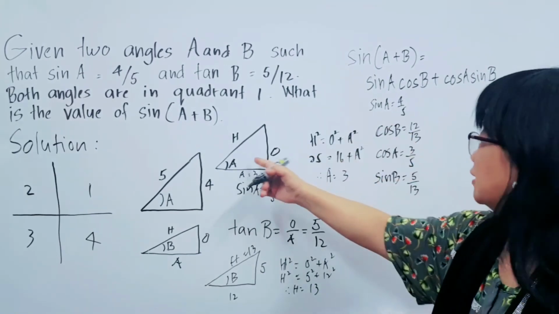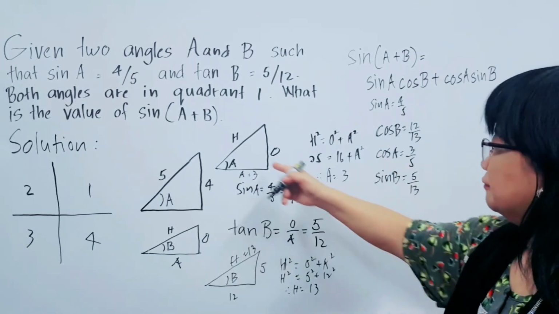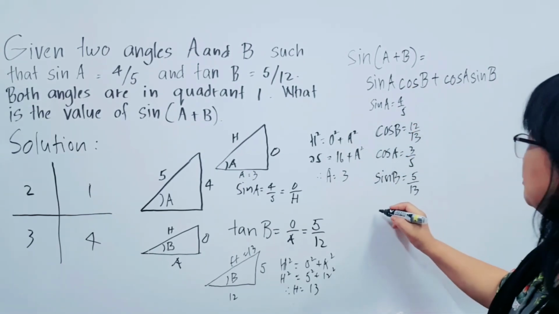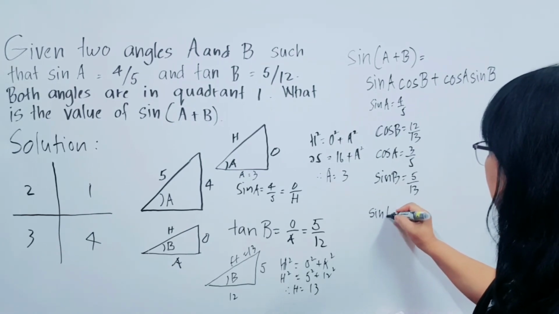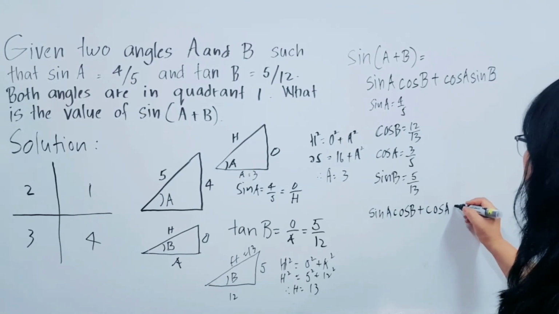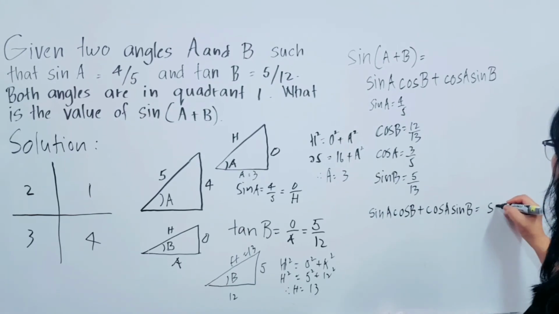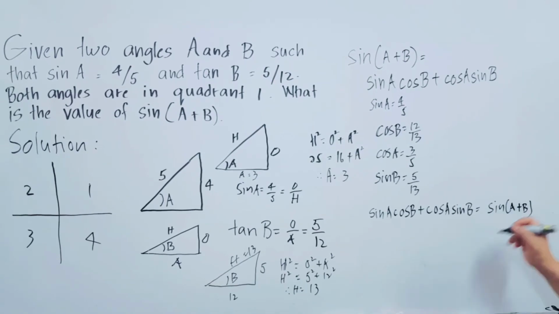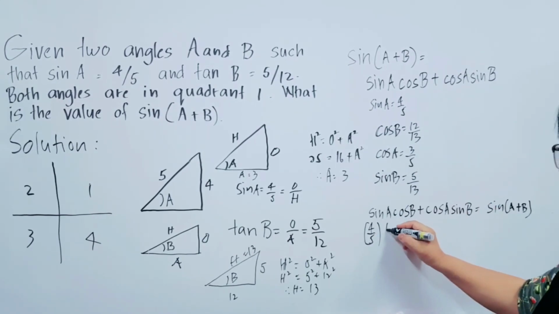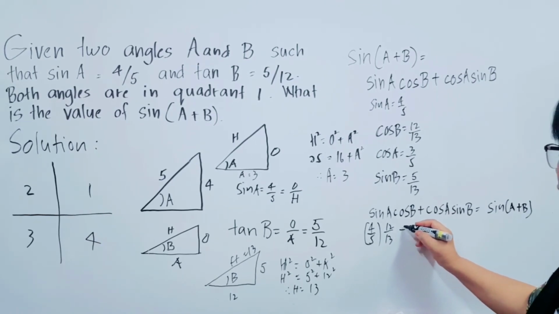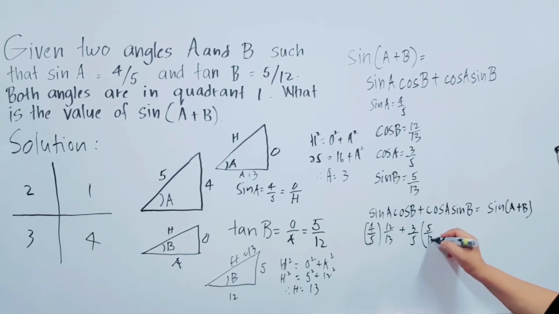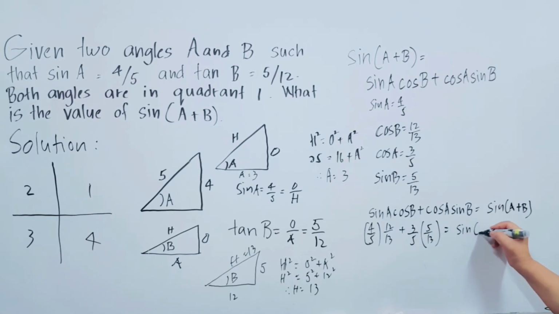So, see, sine A from this one, cosine B from the angle B, cosine A again from here, and sine B from the B. Now, all of these, we will substitute into this formula, which is sine A cosine B plus cosine A sine B, which is equal to sine of A plus B. Therefore, substitute the values. 4 over 5 times the cosine B, which is 12 over 13, plus cosine A, which is 3 over 5, times the value of sine B, which is 5 over 13, is equal to sine of A plus B.